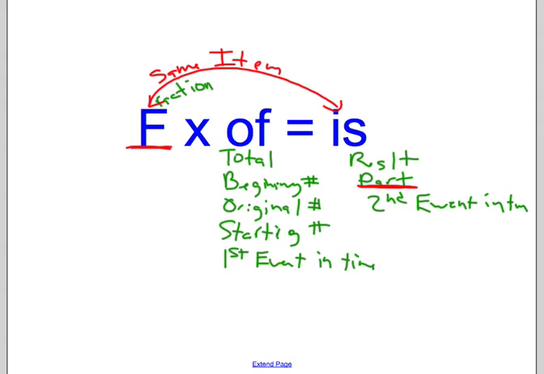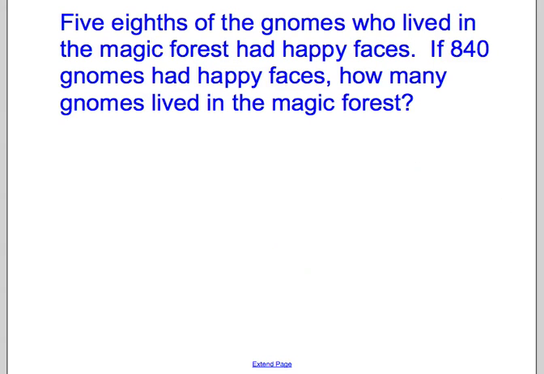So hopefully you've had time to write those down. Again, if not, you're going to have access to this on Edmodo, and I'm sure that I'll review this with you. So let's go over this. We'll try to cruise through these. Also, 5/8 of the gnomes who lived in the magic forest had happy faces. If 840 gnomes had happy faces, how many gnomes lived in the magic forest?